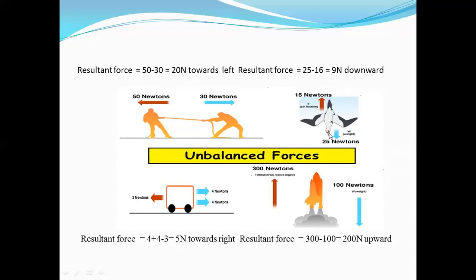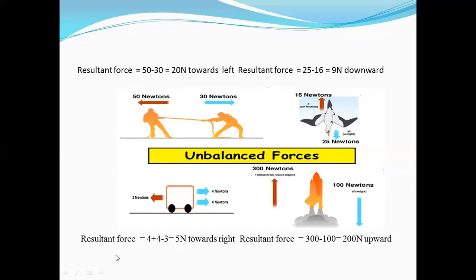Direction of the resultant force is always in the direction of greater force. In the example of the bird, the direction of the resultant force will be downward because the direction of the greater force, which is the weight, is downward. Greater force over here is the weight. So direction of the resultant force is also downward. Next example is of this trolley moving right. Over here, two forces each of 4 Newton are acting towards right, and the air resistance is acting in the backward direction and its value is 3 Newton.